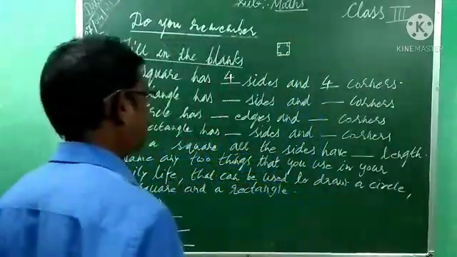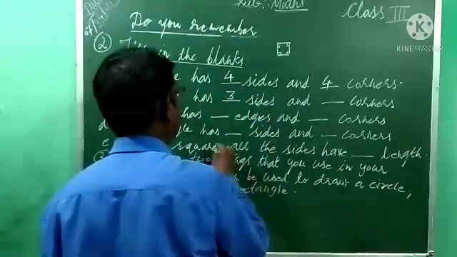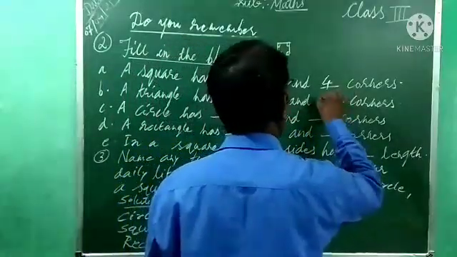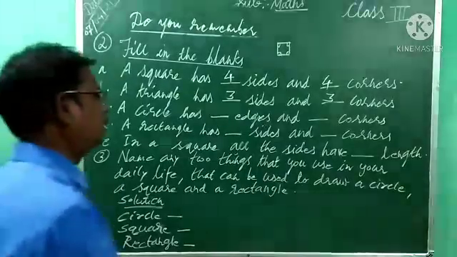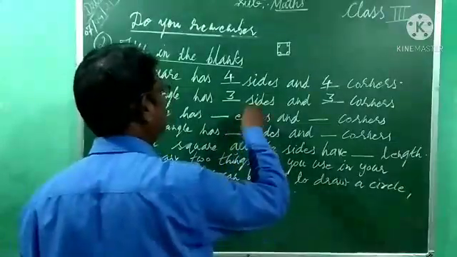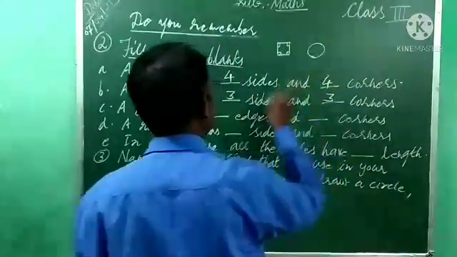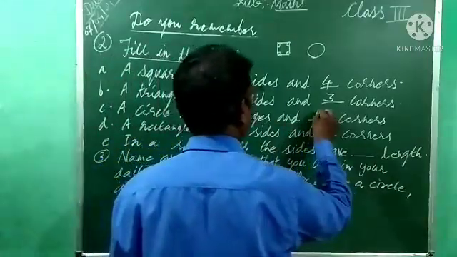4 corner. Now triangle. In triangle, how many sides are there? Total 3 sides. 3 side figure is called triangle and dash corner. 3 sides as well as corners also 3. Now a circle has dash edges and dash corner. In circle there are no sides. Circle means it is made up of curved line. There is no side. Edge means side. So 0 and dash corner. Corners are also not there.